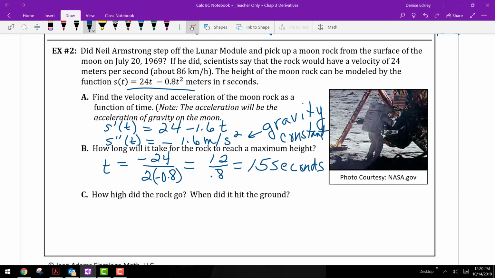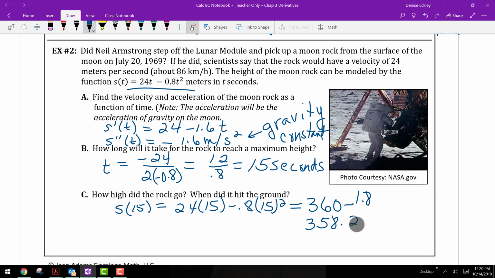So how high did the rock go and when did it hit the ground? So for its height, we're just going to substitute our 15 seconds into our original equation and get the value. And this will be 360 minus 1.8. So we get 358.2 meters. And when did it hit the ground?